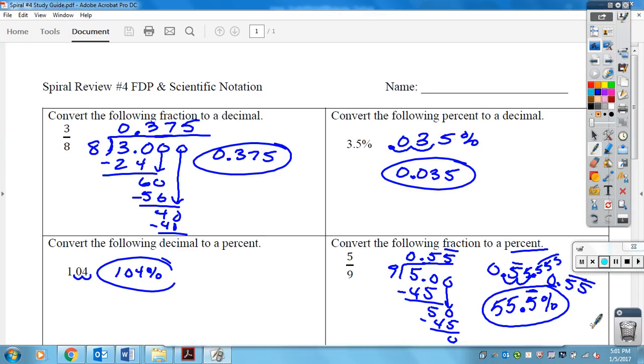This is the only real thing that we would accept. It's not a repeating bar over numbers to the left of the decimal point. 55. It is 55.5 repeating percent.